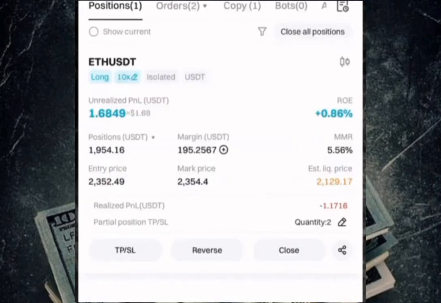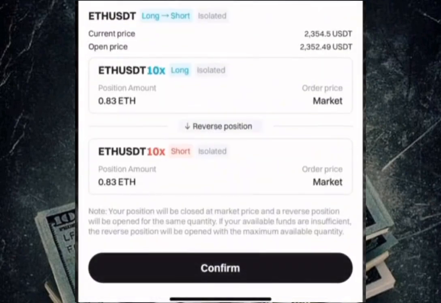Now, another thing that I love on Bitget is that, let's say, for example, you're already in a trade. Let's say you're already in this long position, and then you say that, oh, the trade is going against you, the trade is going down. And you want to quickly change it to short position. You want to change the trade to short. Just click on where you have this reverse right here. Click on reverse. And then it means that you want to change this long trade to a short trade. So once you click on confirm, it will change the trade to a short position.